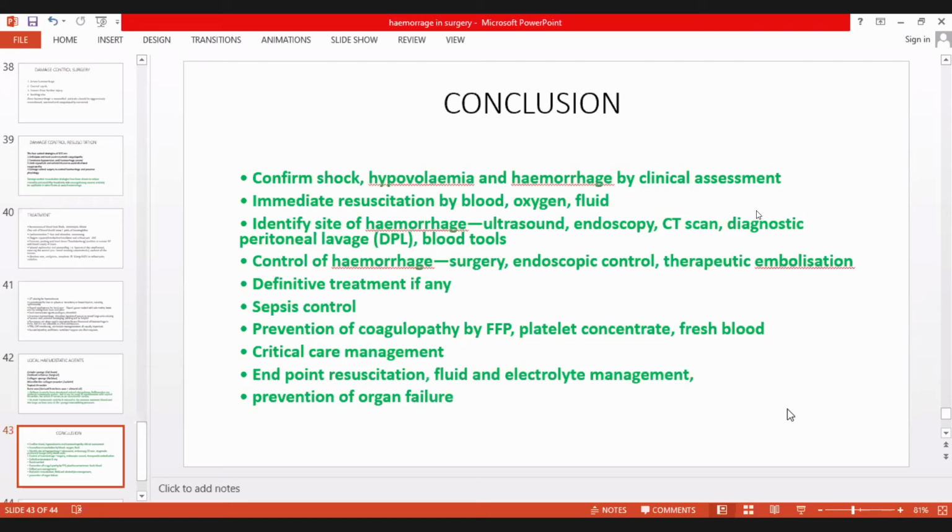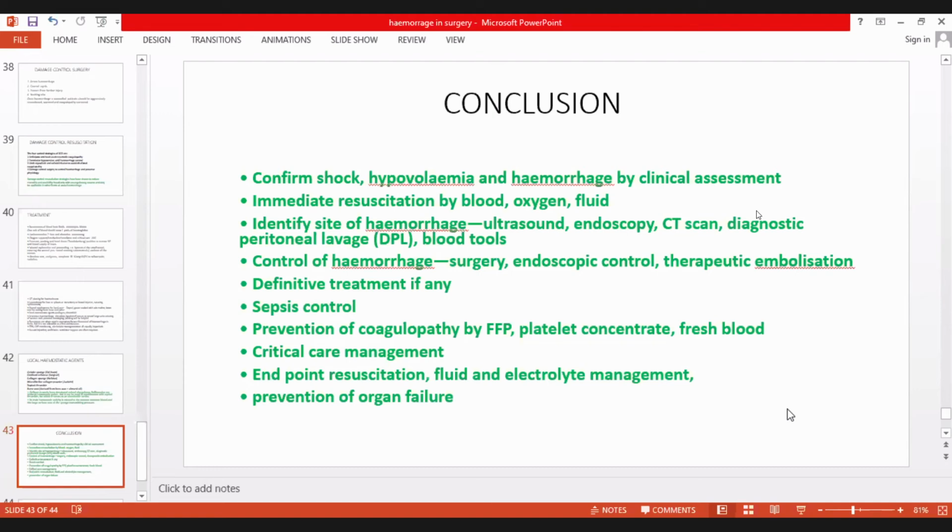Control of hemorrhage should be done either through surgery or endoscopic control, or therapeutic embolization can be done, or we can give coagulation correction in the form of different blood products. Definitive treatment, if any, we can apply. We have to control sepsis. We can give antibiotics if there is a contaminated or dirty wound.